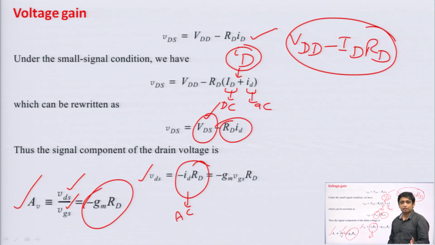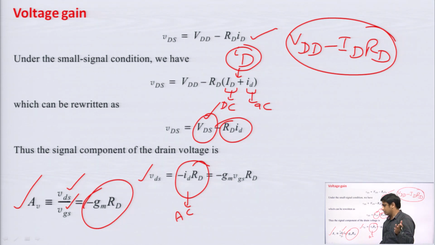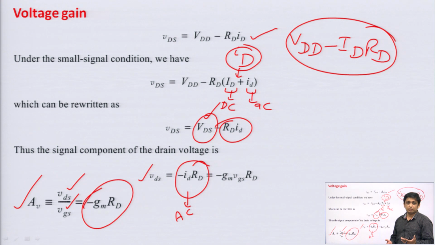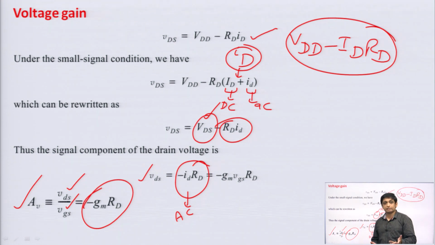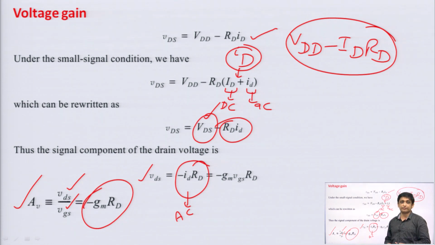In case of BJT, what we had got? We had got minus gm into RC, here we are getting minus gm into RD, just that RC is replaced with RD, your collector resistance is replaced with drain resistance, and minus sign is coming here. So, your common source amplifier is an inverting amplifier, minus sign means voltage gain is negative, that means output is 180 degree out of phase with input.